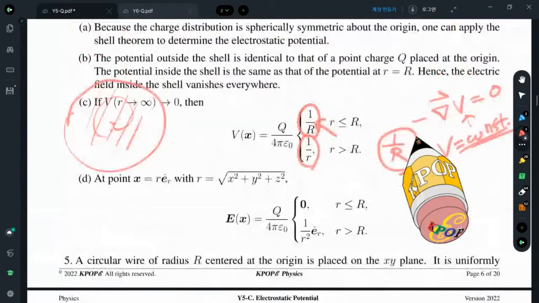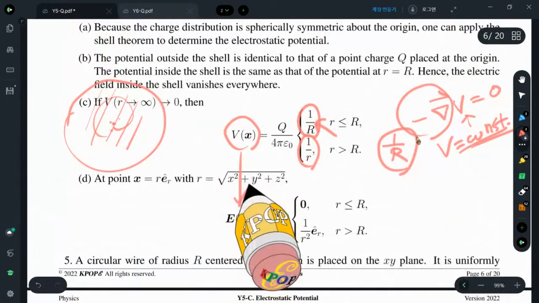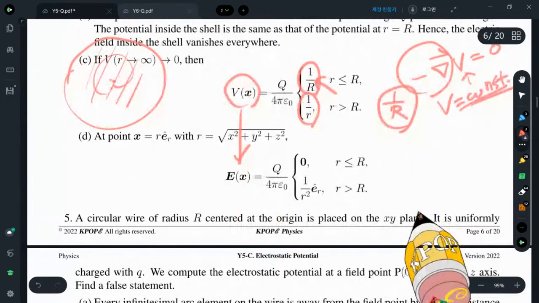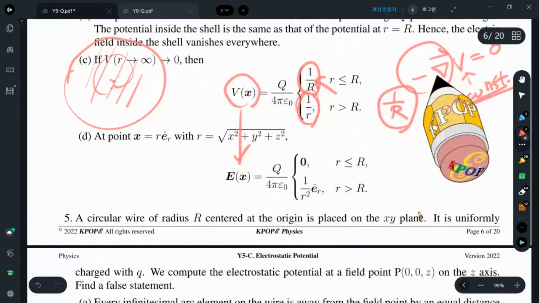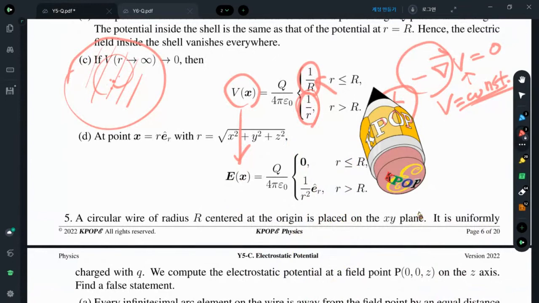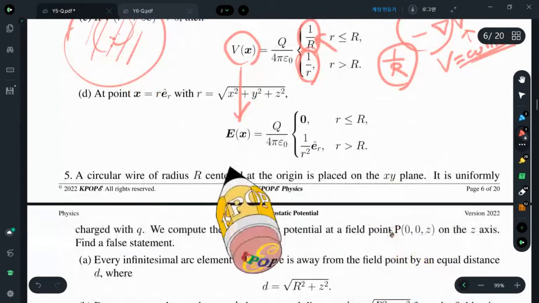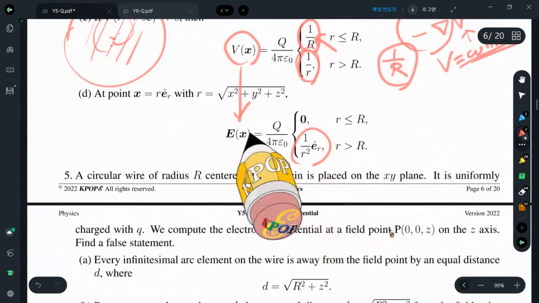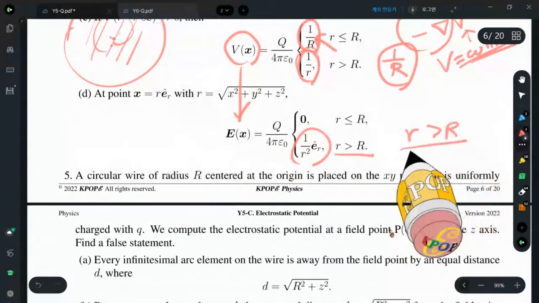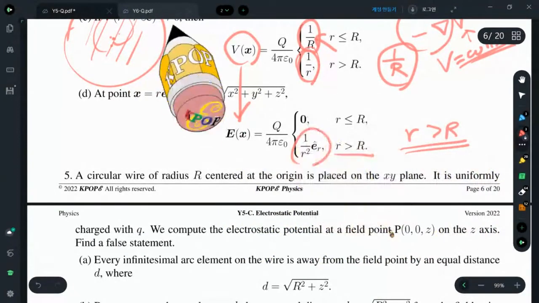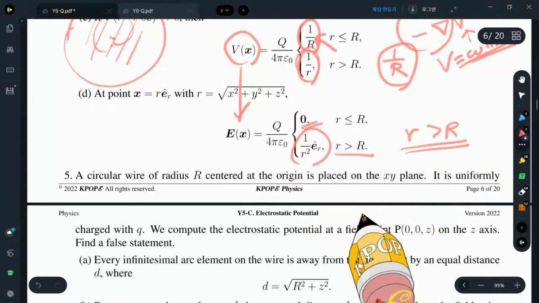I take the minus gradient of this potential to find the electric field. And you know how to compute the minus gradient of 1 over r, which I explained in the previous problem. So it is identical to the point charge at the origin for r greater than capital R, and inside the shell, the electric field vanishes. So that's right.